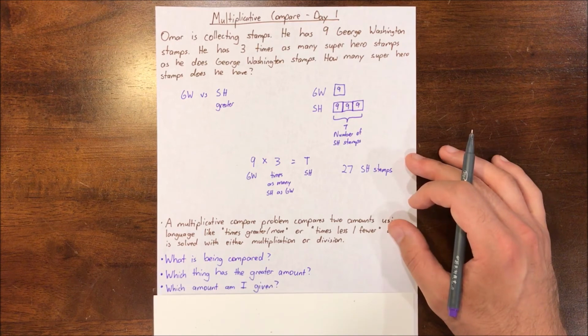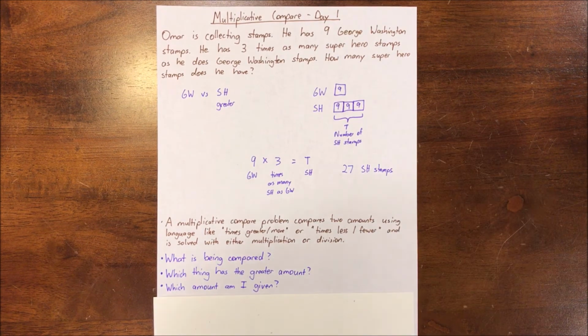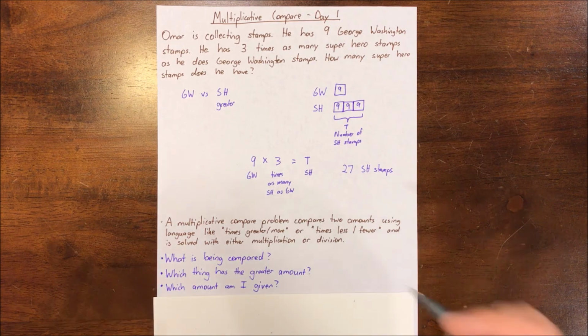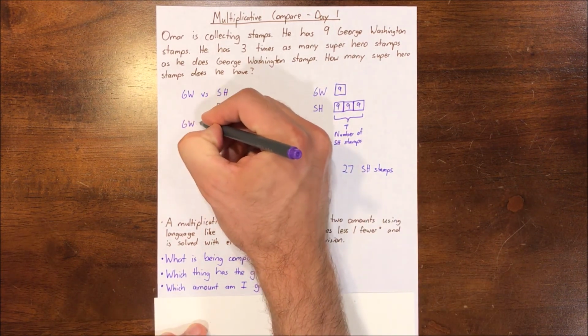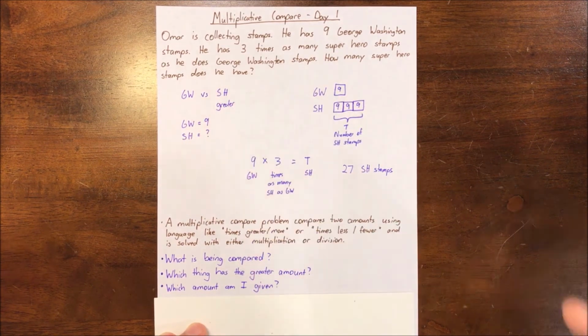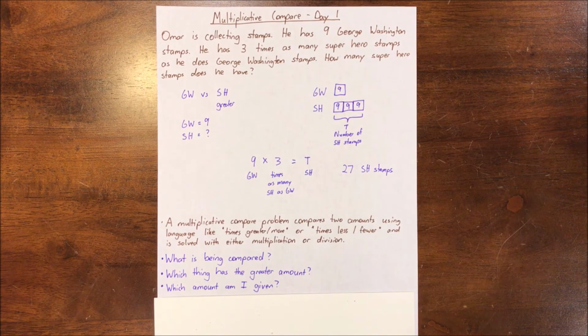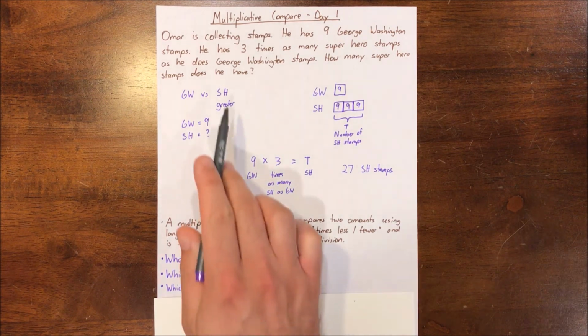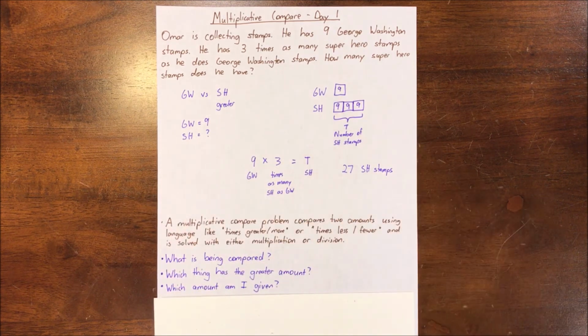Last, they said we could ask ourselves, what amount are we given? Read this with me. Go. Which amount am I given? Okay, so what amount are we given in this problem? Say it out loud. Yeah, George Washington stamps. We know that is 9, and we don't know how many superhero stamps. Great work with those thinking questions. I think they're really going to help us try our best on our work today. So once we had them answered here in these jots, then we're ready to represent and solve.